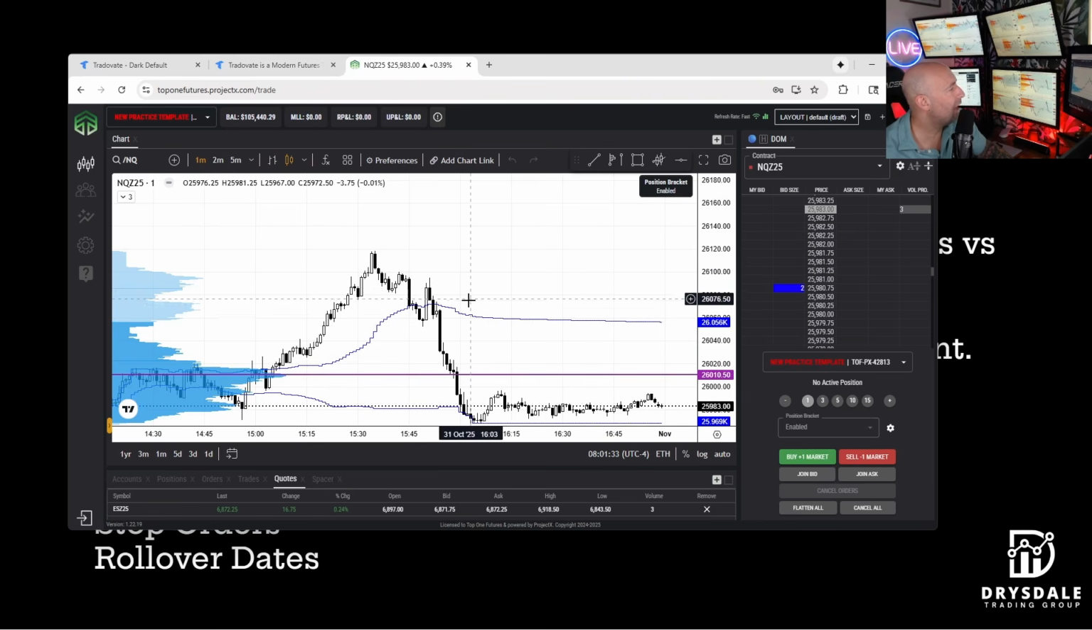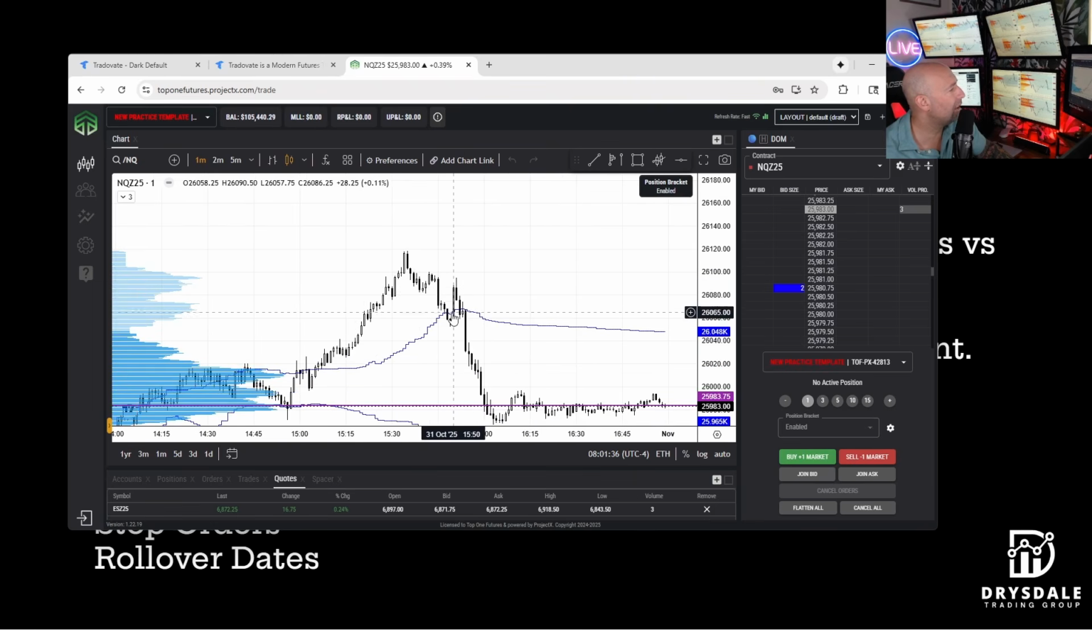All right, and you can see how much this moves. This is a 1 minute chart. 1 minute from 58 to 86. This is moving hundreds and hundreds of dollars in less than a minute. You can capture some really good money scalping futures. It's a beautiful, beautiful thing.